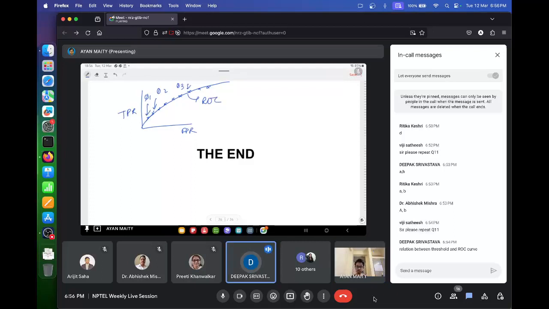Correct, sir. Because FP plus TP both will increase. Yes, FP and TP both will increase. So that means TP and FP both will increase if you decrease the threshold. Correct, correct.